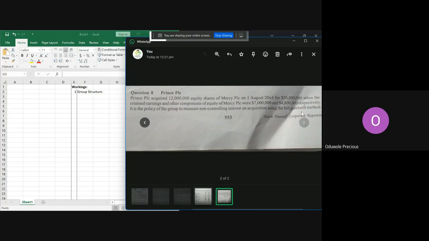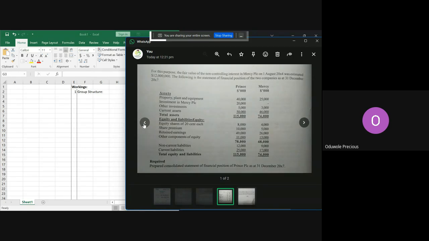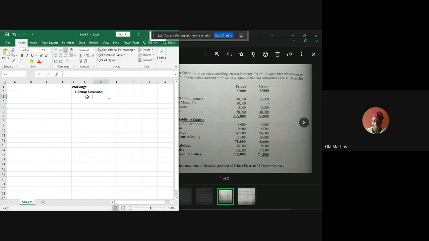So what we're going to do is try to get the total number of shares in Mercy. Then we'll see, out of the total number of shares in Mercy, how much did Prince acquire? So we'll check the percentage of one to the other. So how do we know the total number of shares in Mercy? We now come here. This is Mercy, right? So Mercy has shares worth 4 million naira. Hope we are together. Yes, sir. So Mercy has 400 million shares, right?